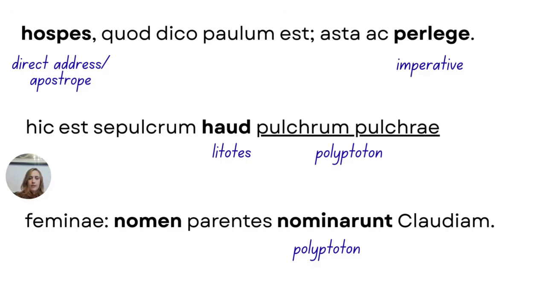We see polyptoton again with nomen nominarunt, so the name that her parents named her, the name that they gave to her. And again, we could just say her name was Claudia. The epitaph could absolutely say that. But the idea that she's been named by parents, it's building on that idea of her bigger family.